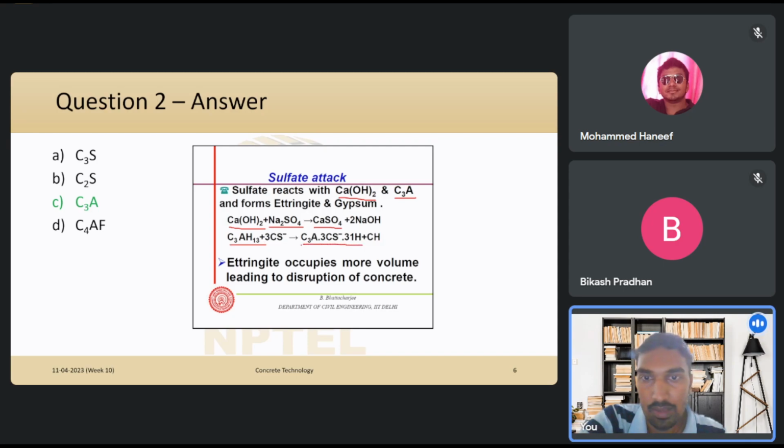So that is the second part. This ettringite leads to volume increase, volume expansion, and finally the disruption and cracking in the concrete, right? So if you see it, it is the tricalcium aluminate which participates in this reaction, and therefore the right option is C, C3A.